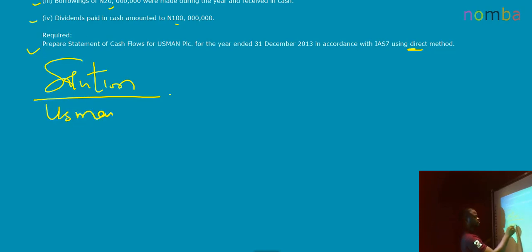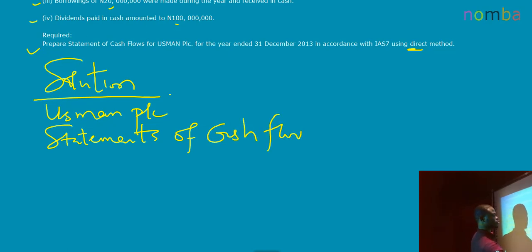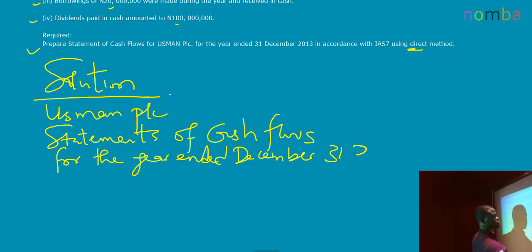You must have the name of the entity first, it's very important. Then you have statements of cash flows for the year ended December 31st, 2013.